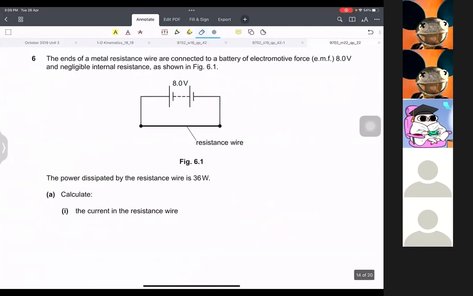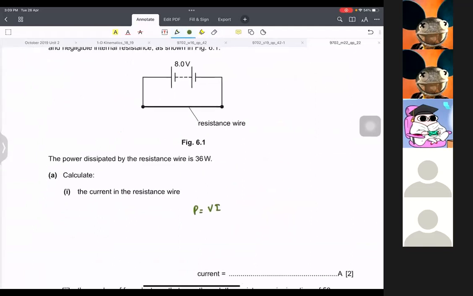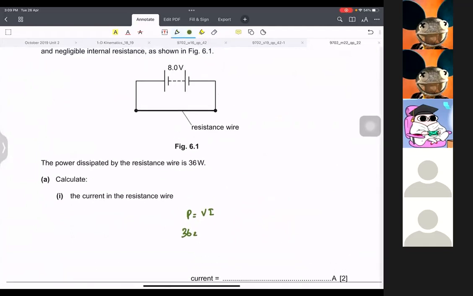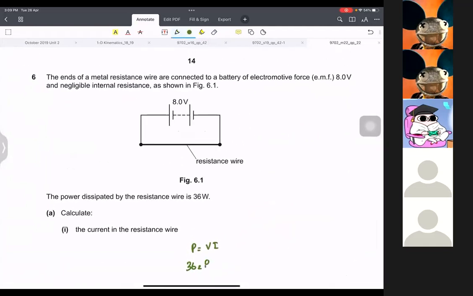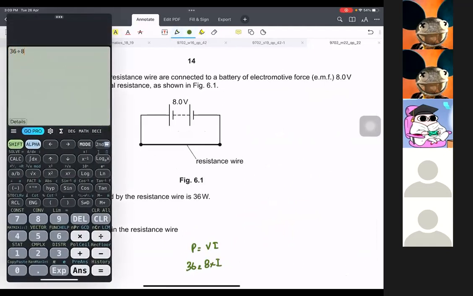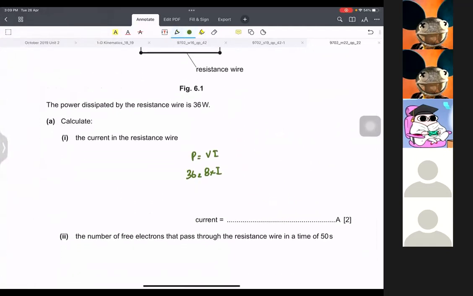Now, 6. The power dissipated by the resistance is 36. Calculate the current. There's an EMF also. Power is VI. This is 8. So 36 divided by 8 is 4.5.